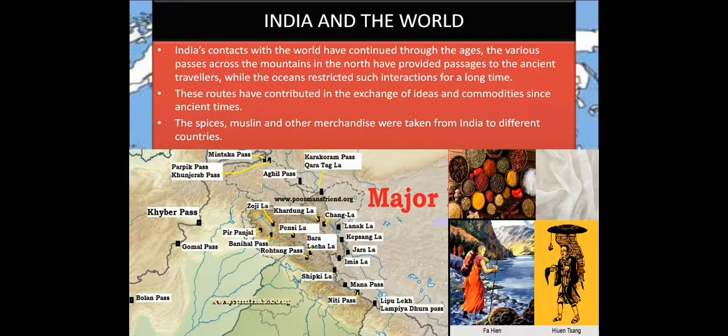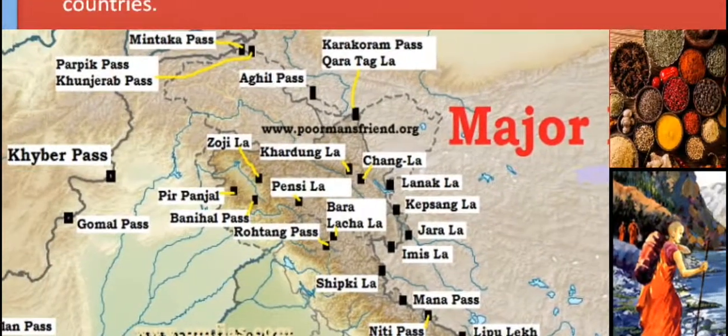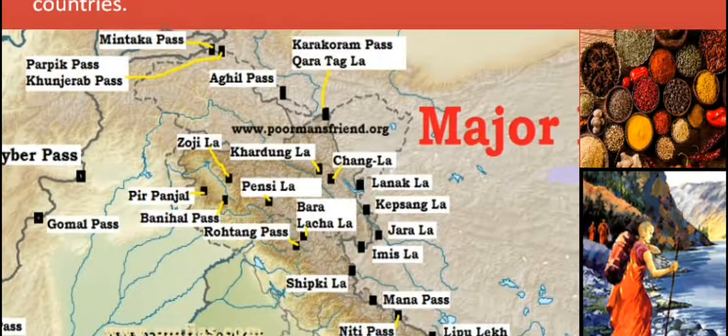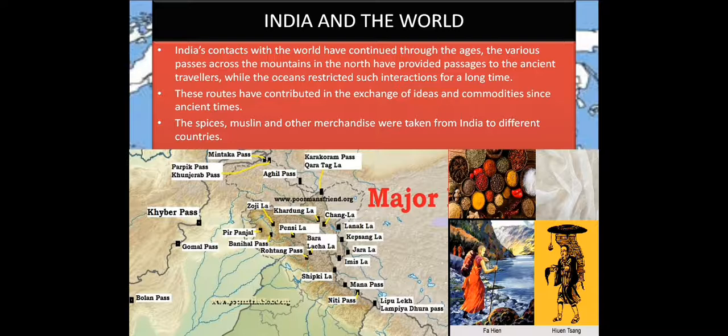Now India's contact with the world has continued through the ages. Long back there has been trade and commerce, different routes through which traders used to come to India for cultural exchange, knowledge exchange and so many other things, commodities, etc. So in the Himalayan region, if you look at the map, there are so many passes: Khyber Pass, Gomal Pass, Karakoram Pass. These different passes present in the Himalayan region have allowed the travelers to come and trade in India.